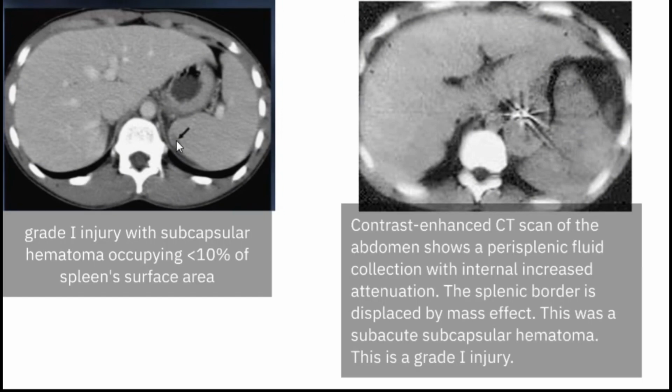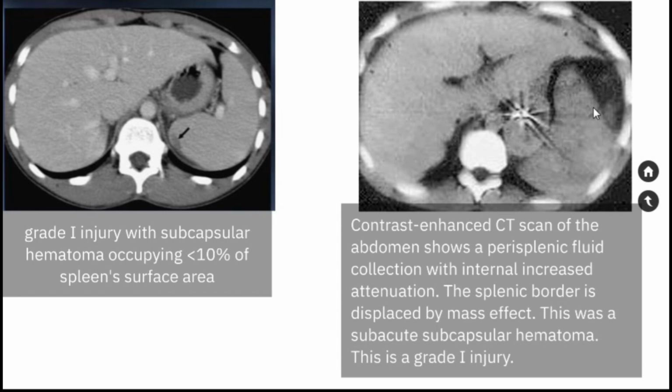We can see an area of laceration that's less than 10%. Can you see this laceration? It's a linear hypodensity, a tiny laceration. Yes, this is regarded as a grade 1 injury. And of course, this area of hypodensity is again a subcapsular hematoma.